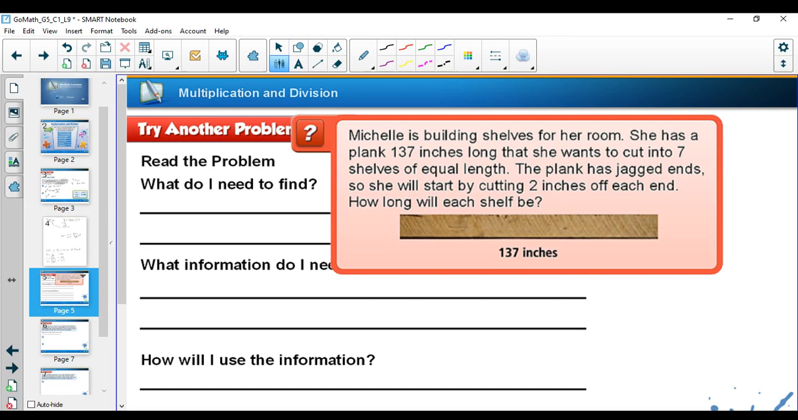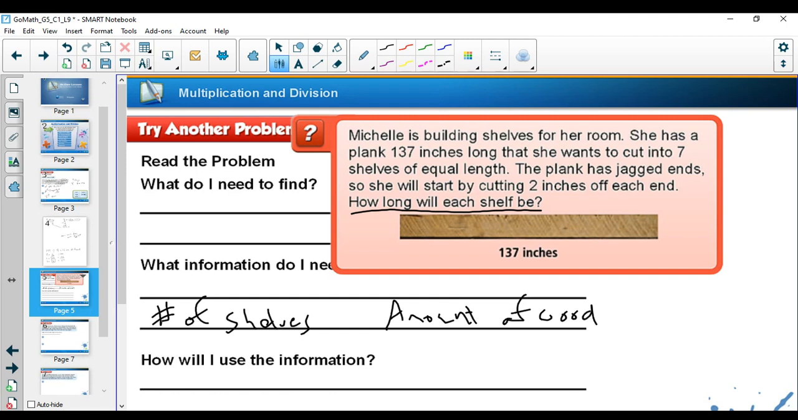Right, so again, they lay it out for us. What do we need to find? What's our problem? And our problem is right here. It's how long will each shelf be? What information do we need? Well, if we're talking about shelves, then we probably need to know the number of shelves. We also probably need to know how much wood we have to work with. So, amount of wood. These are like our two big ideas.